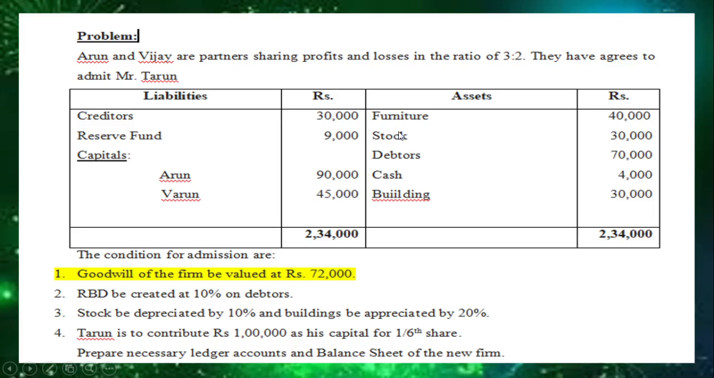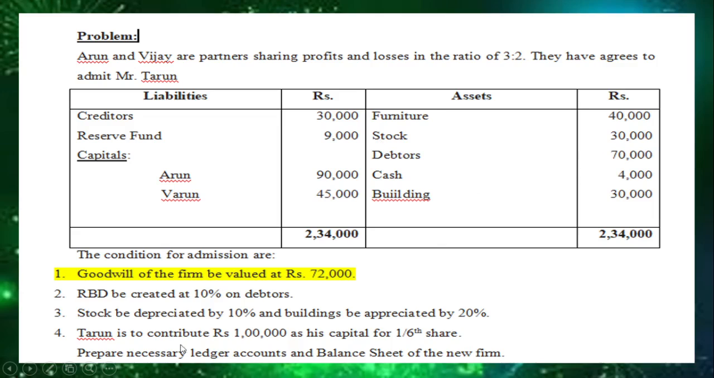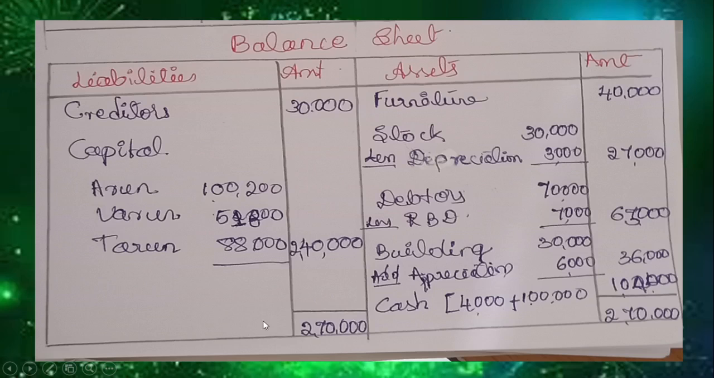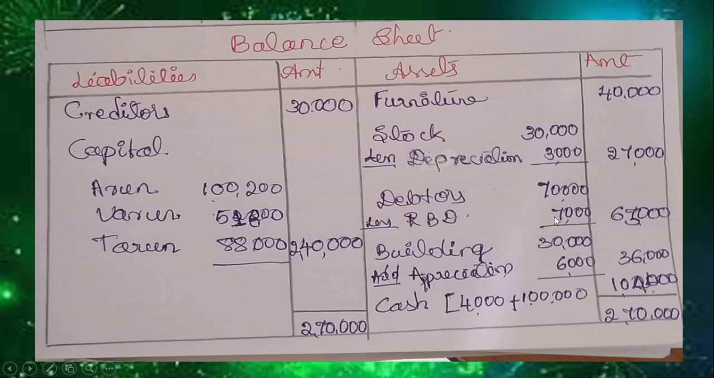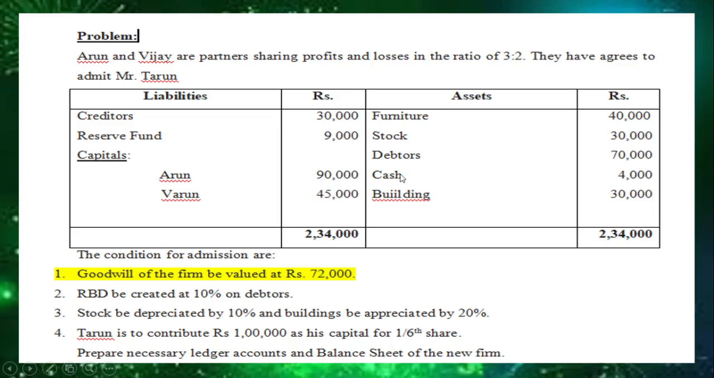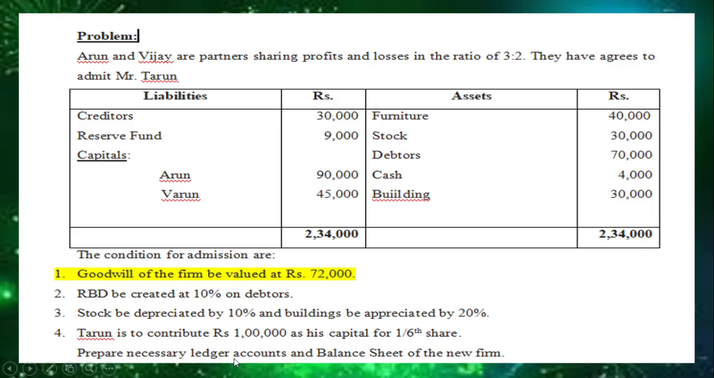So then asset side, furniture 40,000, no change. I'll take it as it is. Stock 30,000 less depreciation 10%. So it is 27,000. Debtors 70,000 less reserves for bad debts 10,000, 7,000. So remaining balance 63,000. Buildings 30,000 plus appreciation 20%. So 30,000 plus 6,000, 36,000.